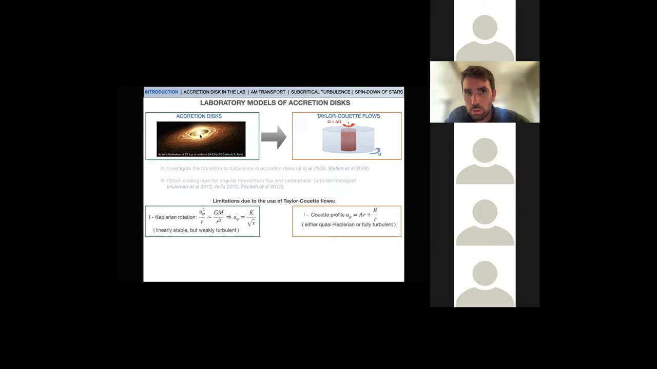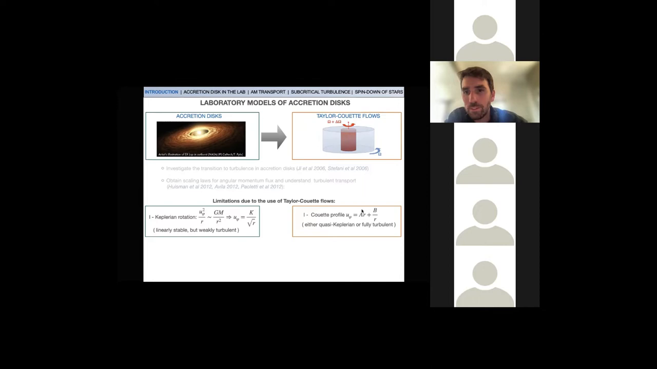It's an interesting profile because it's linearly stable, as I mentioned earlier, which means that you don't know exactly how it becomes turbulent, but observations indicate some turbulence in this disk. So there is an interesting puzzle here. When you do that with a Couette profile, it's different. As you can see, the velocity in a Taylor-Couette flow is quite different from the Keplerian rotation rate. So in this case, you can never really reproduce a Keplerian rotation rate.